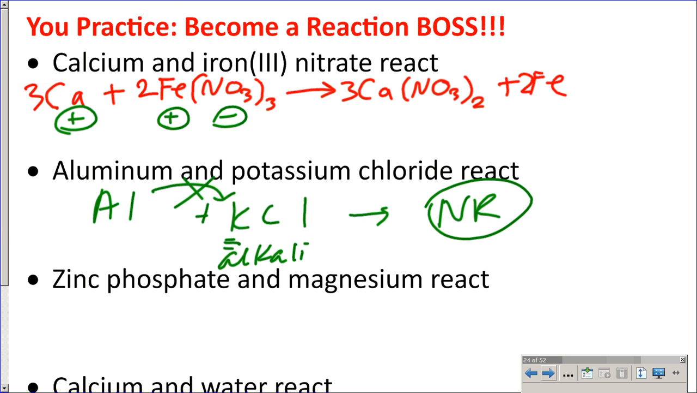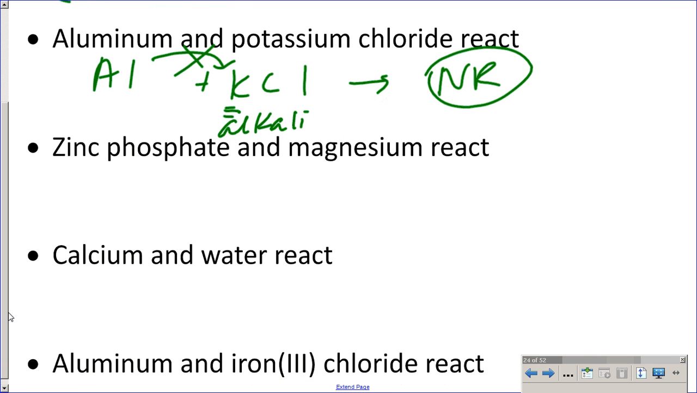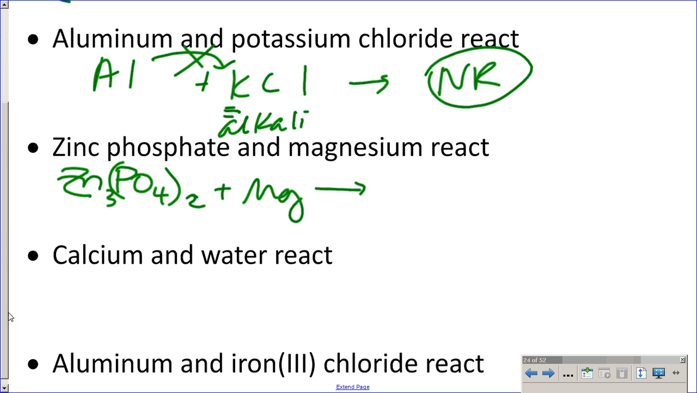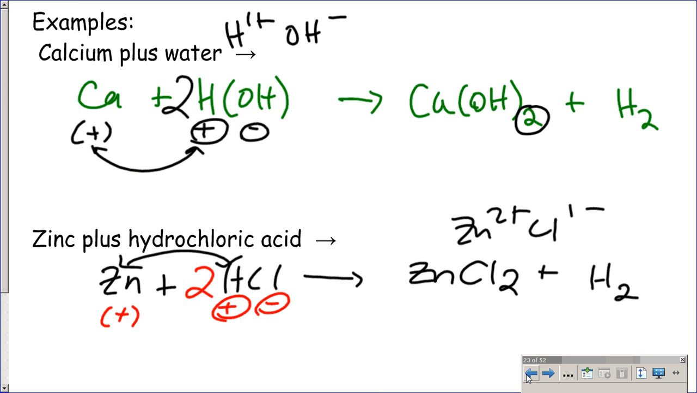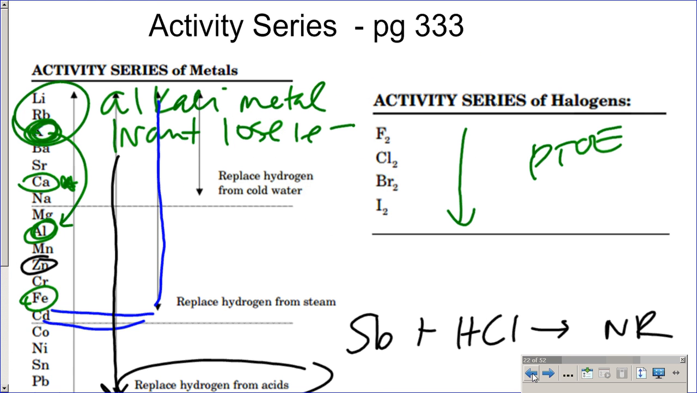Okay. Let's do one more. Let's do zinc phosphate. Let's do some together quickly, okay? Zinc phosphate, go. Plus magnesium yields. Thoughts? Does magnesium and zinc... Magnesium, no reaction, right. So you'll notice I'm just kind of putting two together for you here.